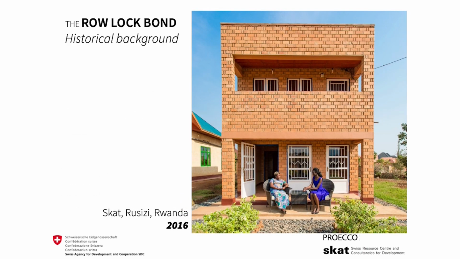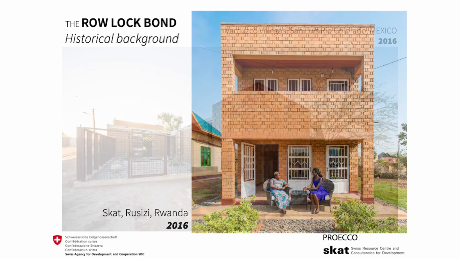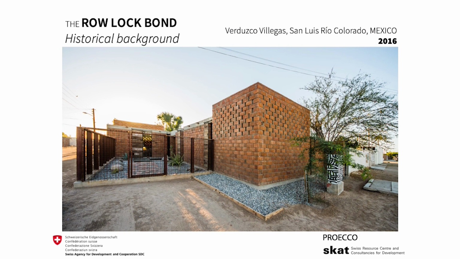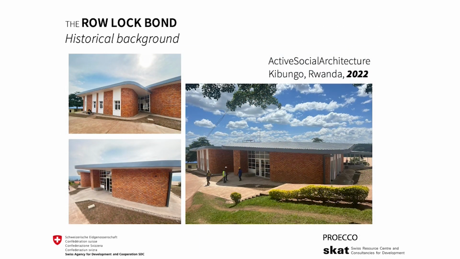The first Rwandan building featuring the rolock bond technology was built in Rusizi, in the southwest of Rwanda. There is an abundant series of examples of contemporary architecture adopting this constructive system, at all latitudes and in a wide variety of shapes and forms.